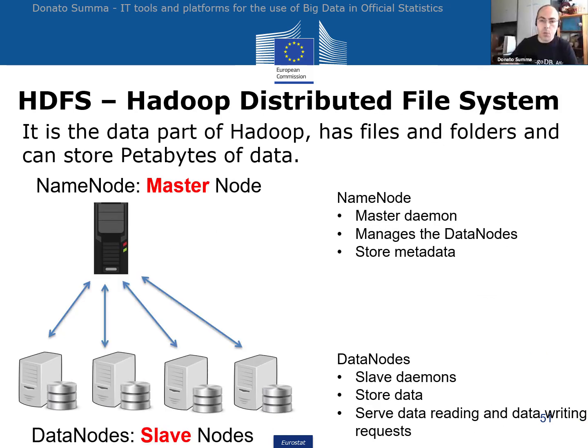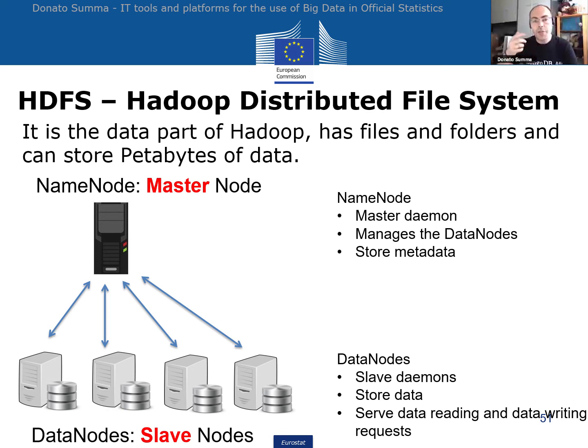Okay, now that we have a general idea of distributed file system, it's the right moment to talk about HDFS, a particular distributed file system, the Hadoop Distributed File System. HDFS is the data part of Hadoop. It has files and folders, as usual in every file system, and can store petabytes of data.